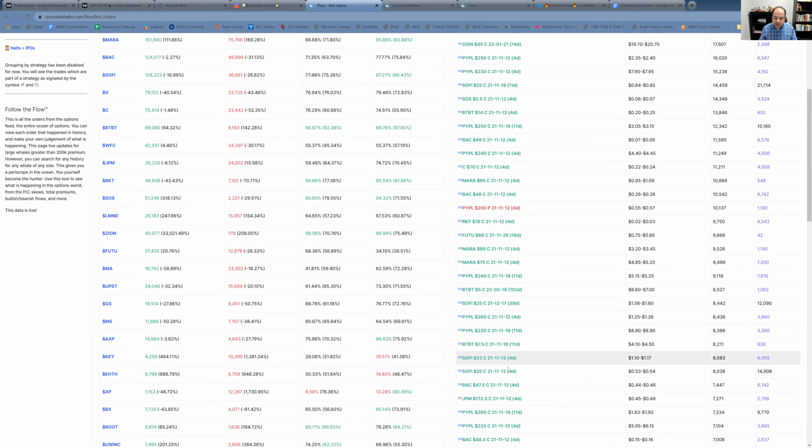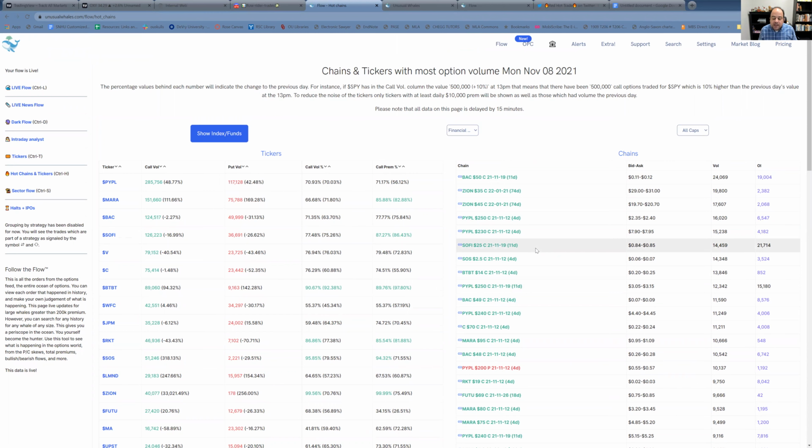But again, what this page does is it really allows you to zero in on some stocks. If you just go into the flow page and you're looking at the flow for all the sectors at once, all the stocks at once, it can be kind of overwhelming, and you just have this data overload. So hot chains and tickers zeroes in on one of the major things you're looking for, which are the highest volume contracts. And from there, you can start to build your strategy.